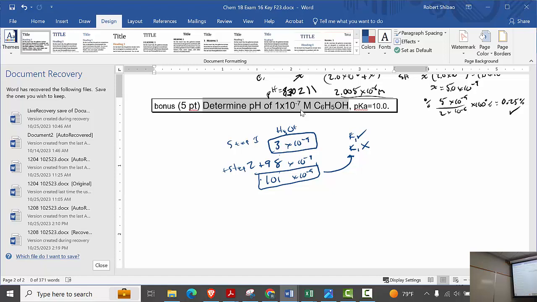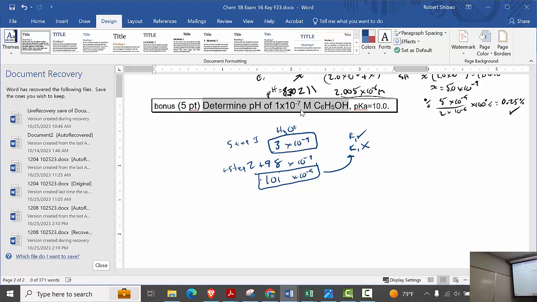Basically, if you set it up as simultaneous equilibria, like the ICE tables, then you would have gotten 4 points for this, if you had set it up. If you actually solved the simultaneous equilibria, then that would have been worth 5 points to get the actual value of hydronium. Anyway, I'll post a key for this later.